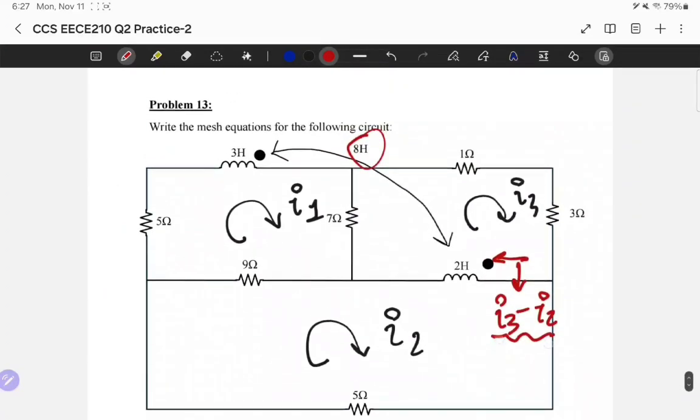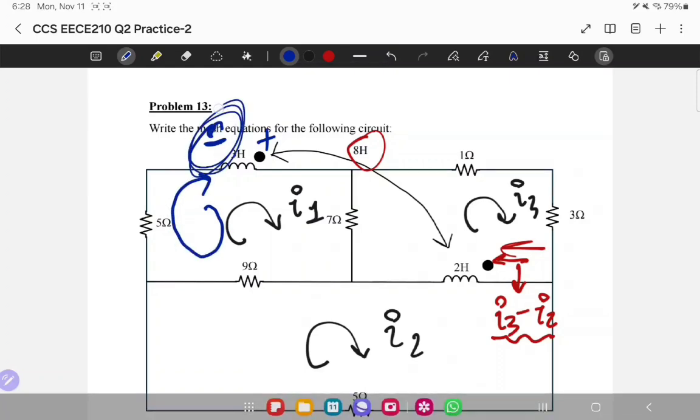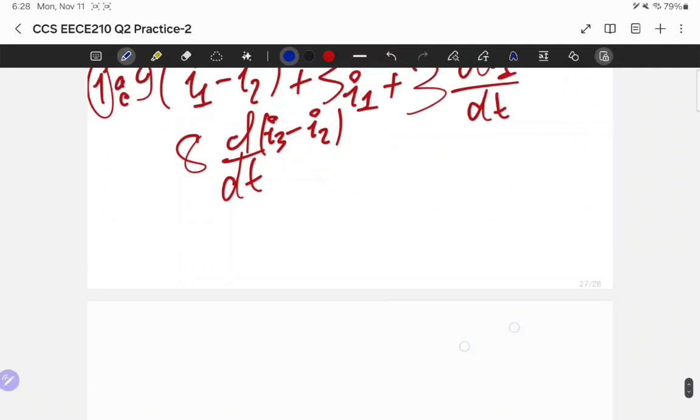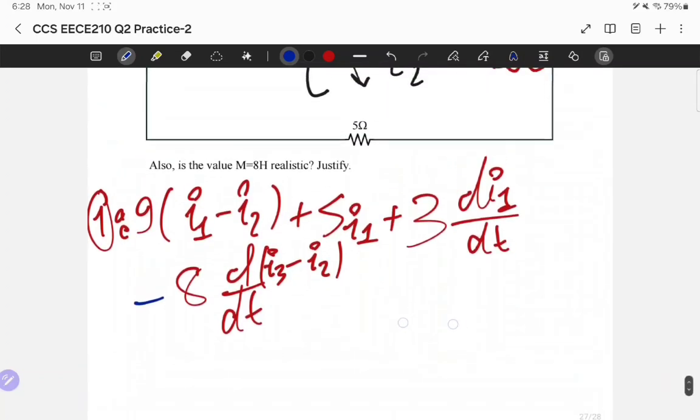Now that I have decided on the current that is entering this dot, I go back in here. And since the current entered the dot, I'm gonna have a plus at the dot I'm working on. So plus at this dot and minus at this dot. But remember, how did I perform my KVL? I performed it like this. So the first thing I hit is a minus, so the answer in here is minus. Sorry. The answer here is minus 8 d(I3 minus I2)/dt.